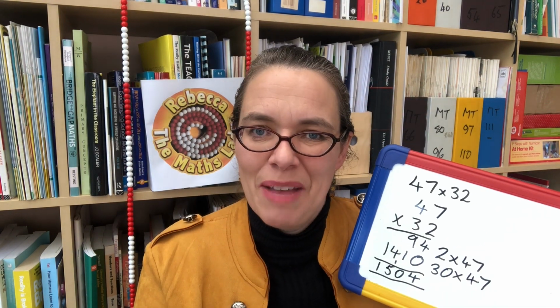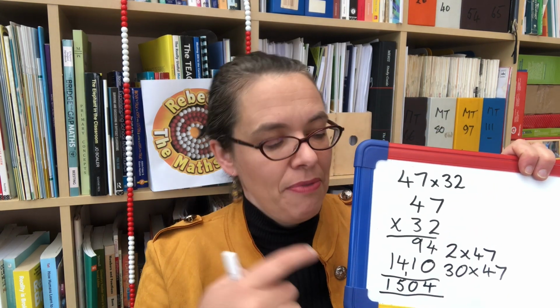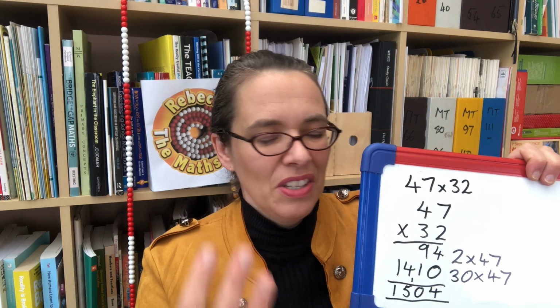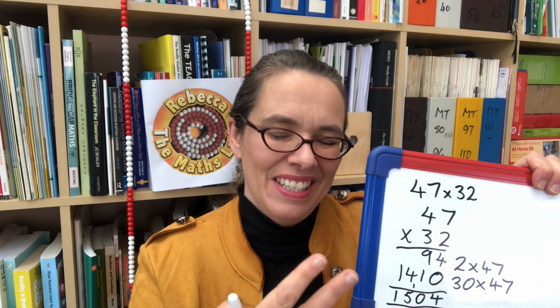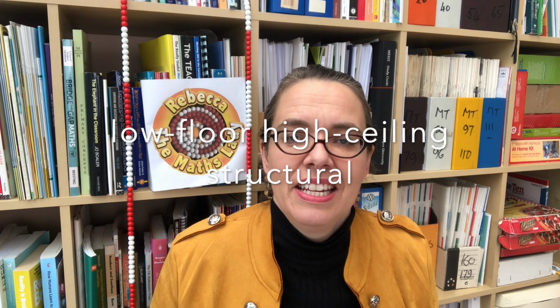So that's a small steps approach. Children came into the lesson knowing 3 small steps, and they've added 1 more, which is based on combining those steps to learn 1 new skill. Now, the method that I like to teach teachers to be able to use, should they need it, is a low floor, high ceiling structural approach.